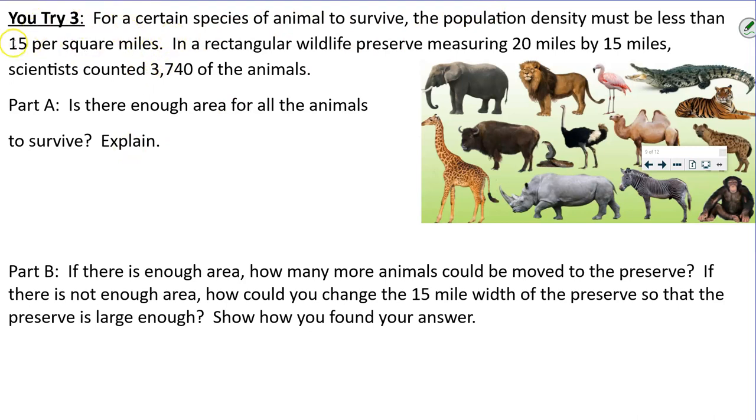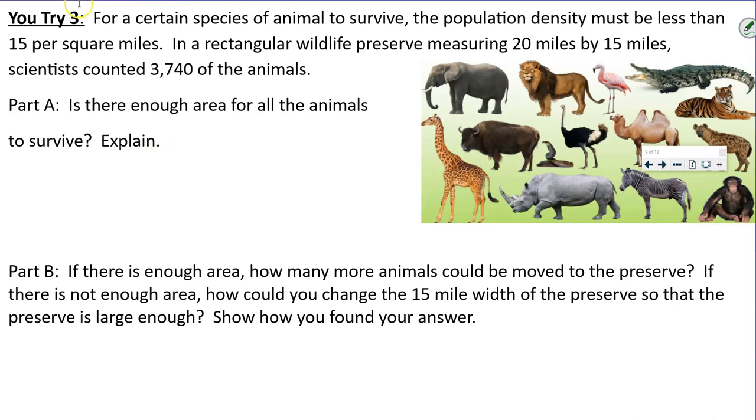We must have 15 per square mile, okay? 15 animals per square mile. And here's our area, and there's our animals. So find out what the population density is, and then we'll go from there. So pause the video and go ahead and work it out.